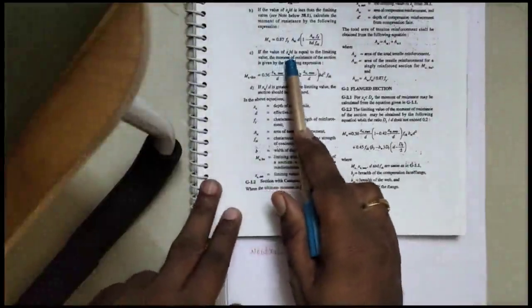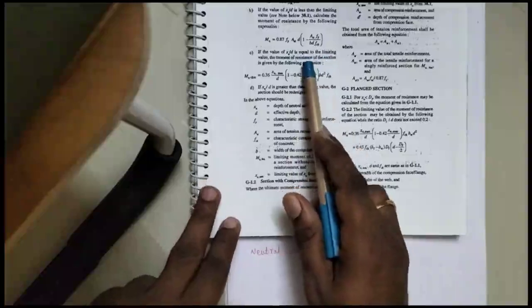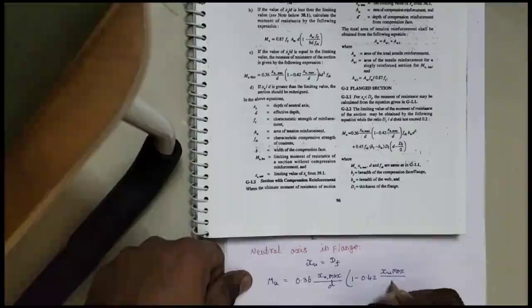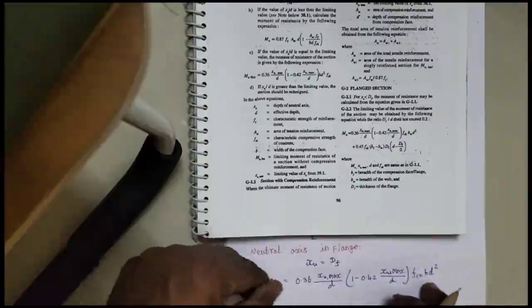If you look at this, we are going to consider the condition XU by D, that is, XU equal to the limiting value. I am saying that the XU value is going to be the flange depth. So I am going to use this formula to calculate the limiting moment: MU equal to 0.36 XU max by D into (1 minus 0.42 XU max by D) into fck b d square. I need to calculate the value of XU max.